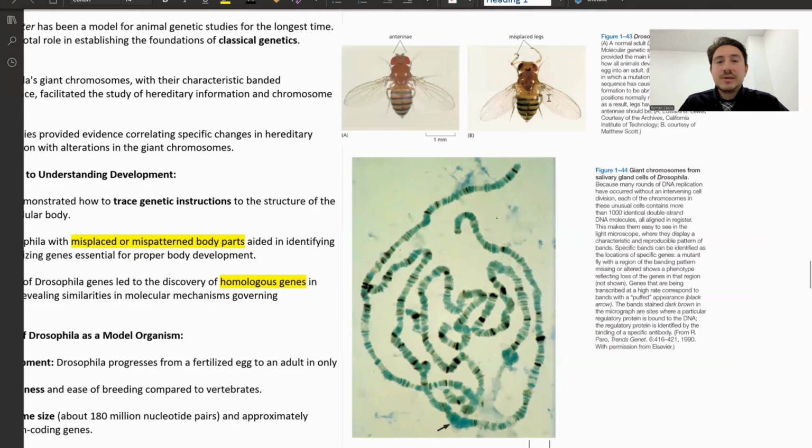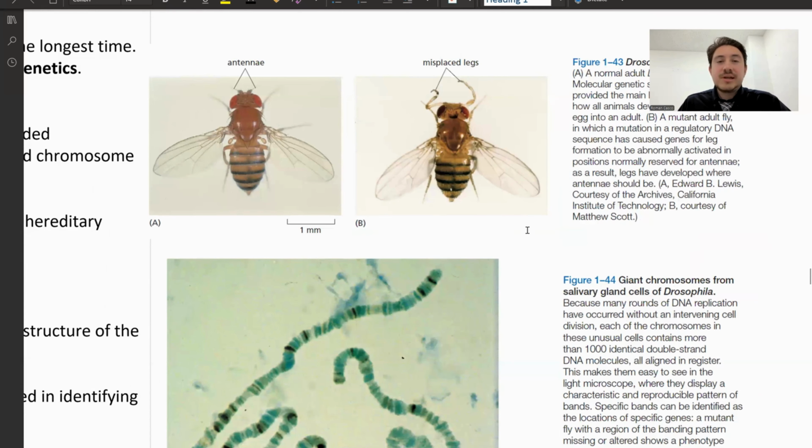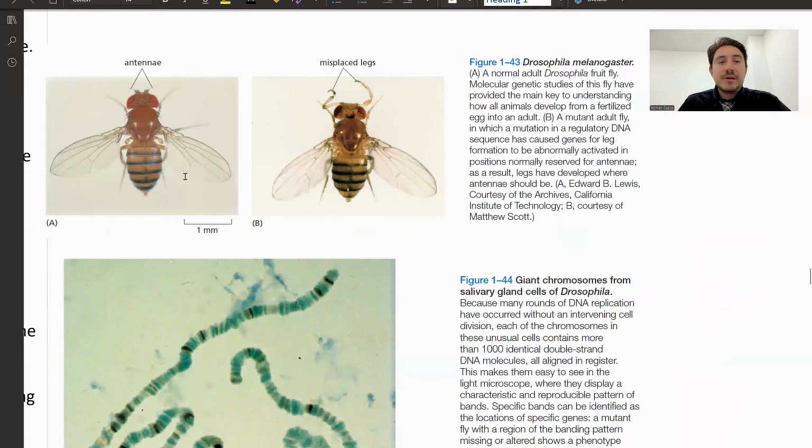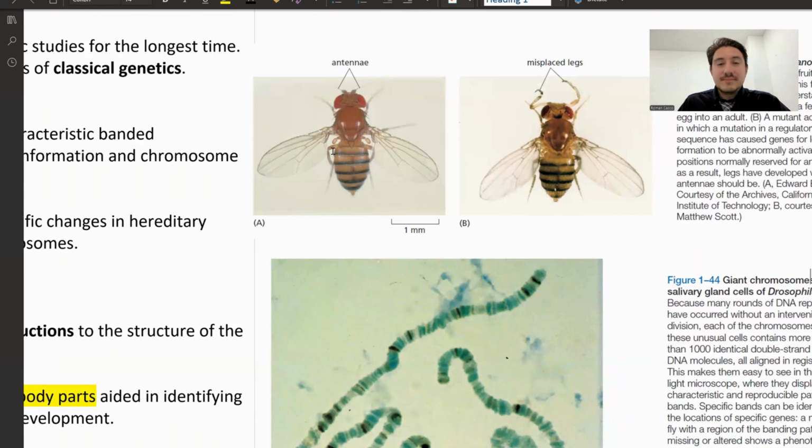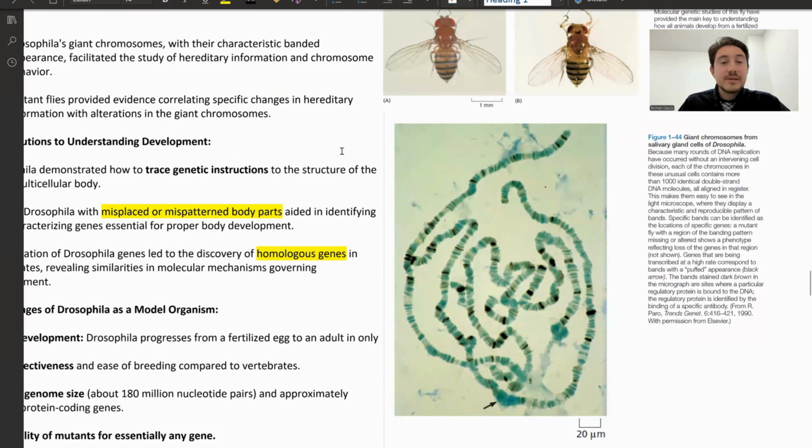Here you can see some examples of mutations that have been made in the laboratory. Here you have the development of a normal fruit fly, and here one where the antennae have been replaced by misplaced legs. All right, let me continue here.